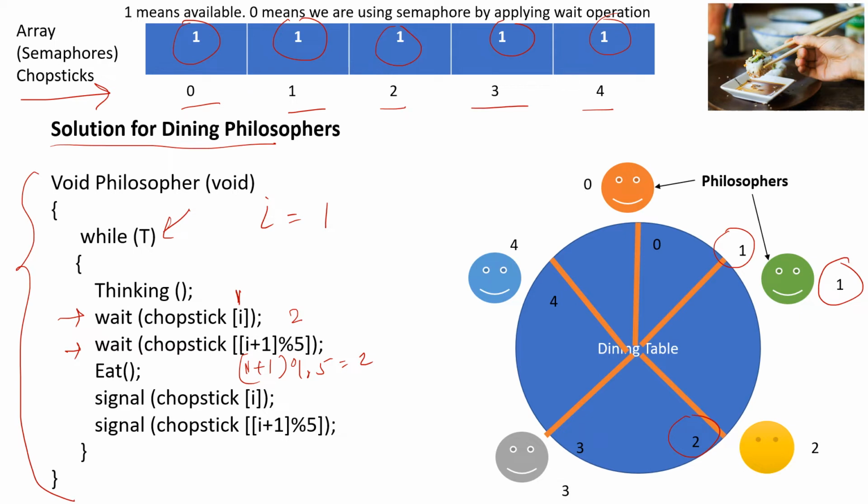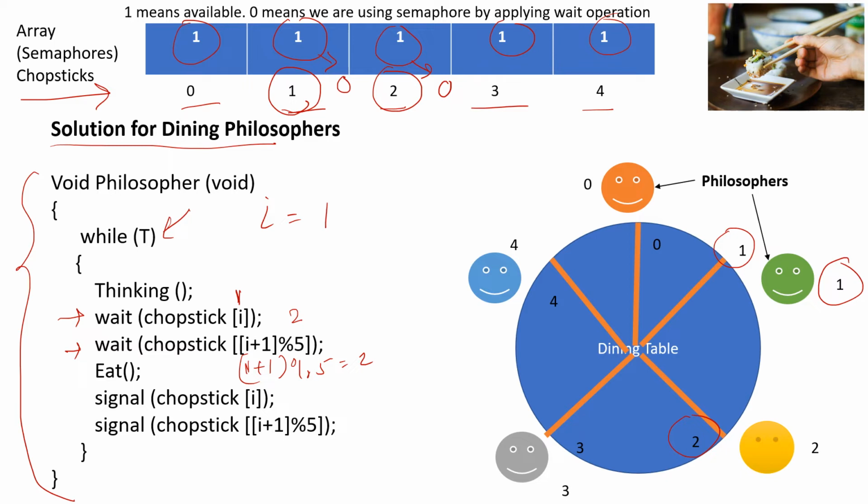So for I equal to 1, we will perform wait operations on chopsticks 1 and 2. Here in the array, for index 1 and 2, we are going to set the array element from 1 to 0. So 0 indicates that chopsticks number 1 and 2 are not available for any other philosopher because they are being used by philosopher 1.